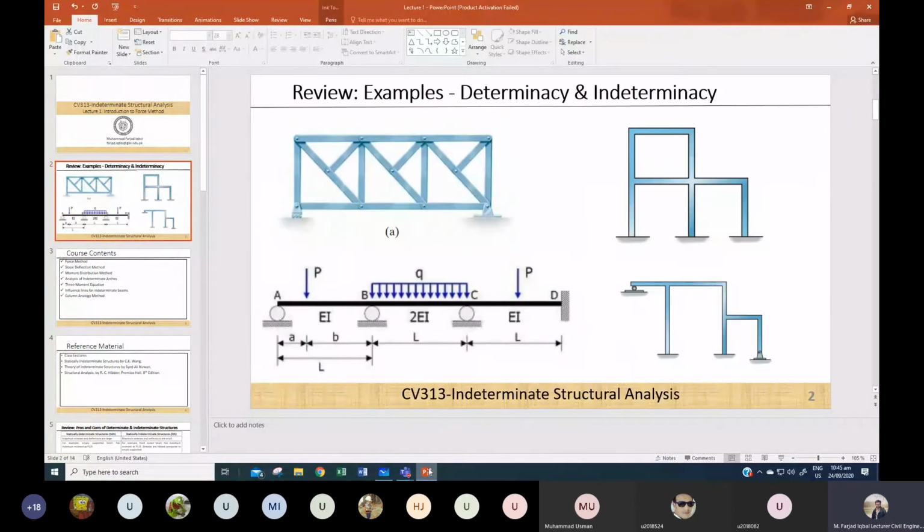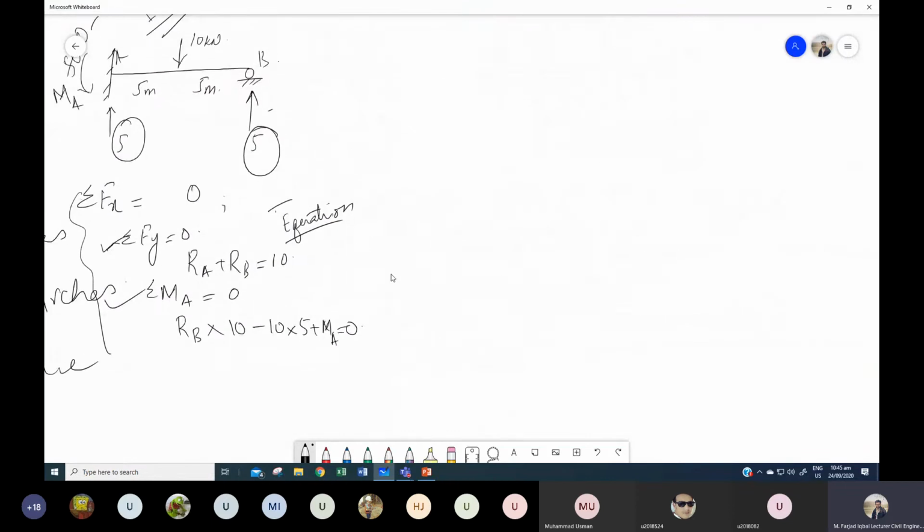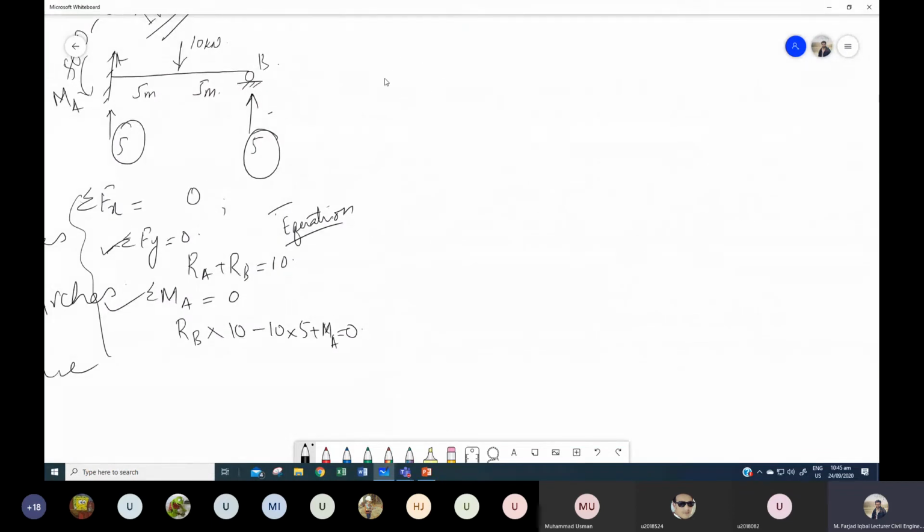Before we move on to the actual topic, let's briefly review what determinacy or indeterminacy is. Can anyone tell me how many types of determinacy we studied in the previous course? How many types of determinacy are there? Two types. What are those? Determinate and indeterminate. Determinate and indeterminate are types of structures. Internal and external.